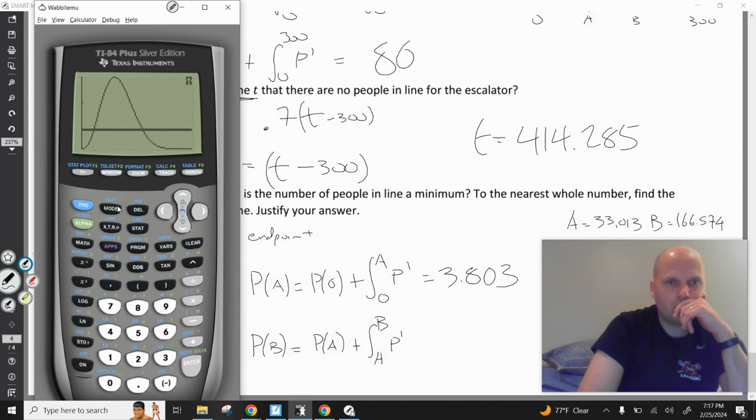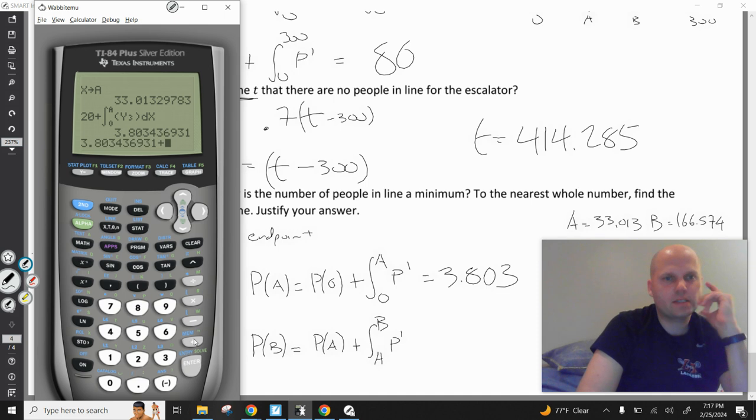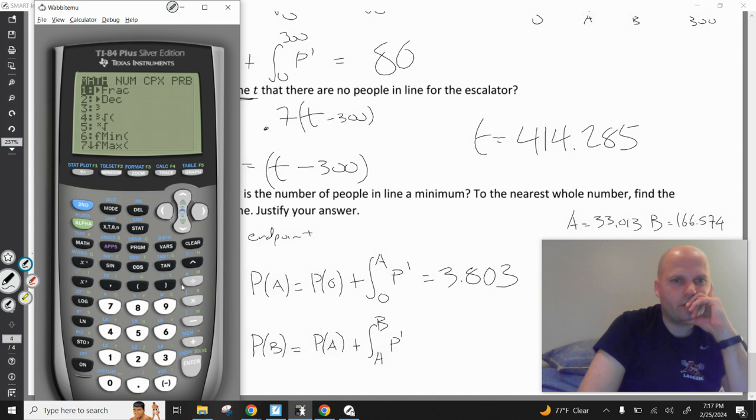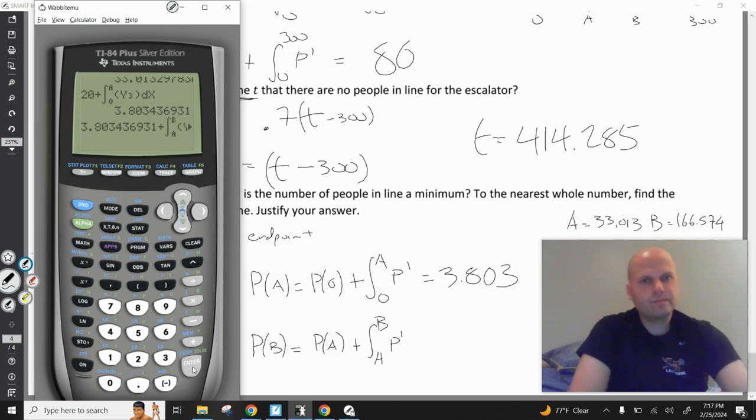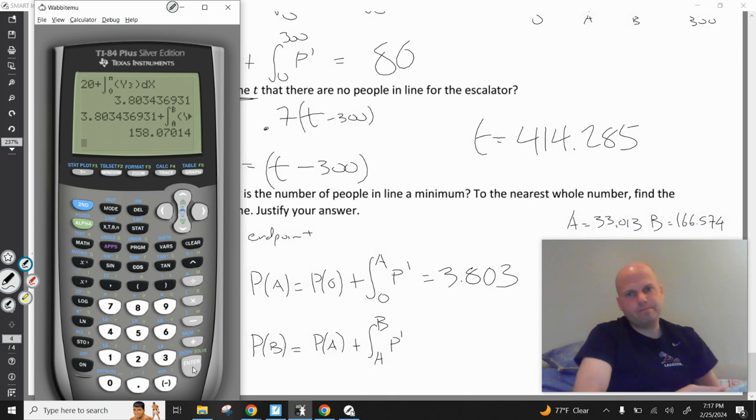So P of A plus my integral from A to B of y3. Yeah, we got a winner.